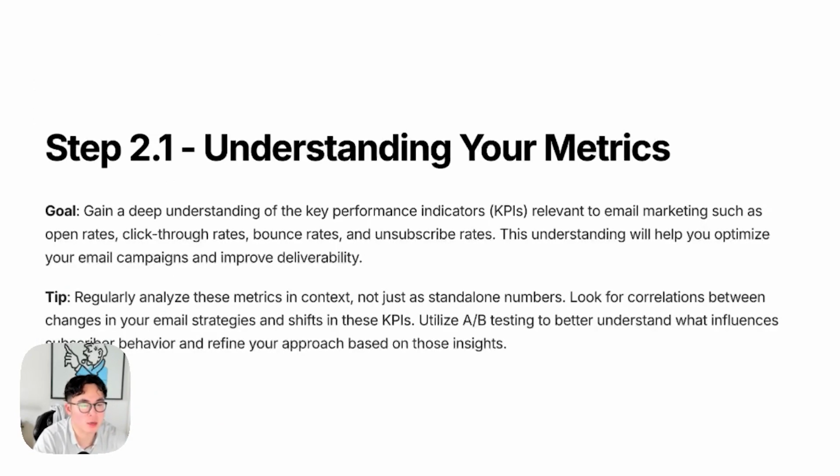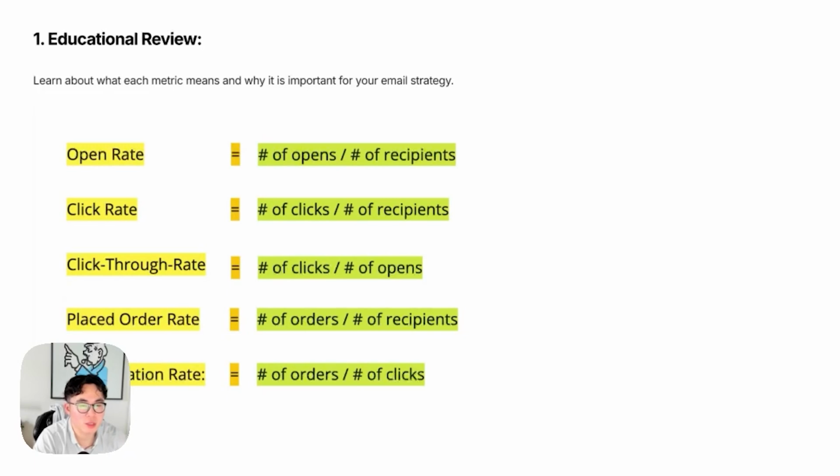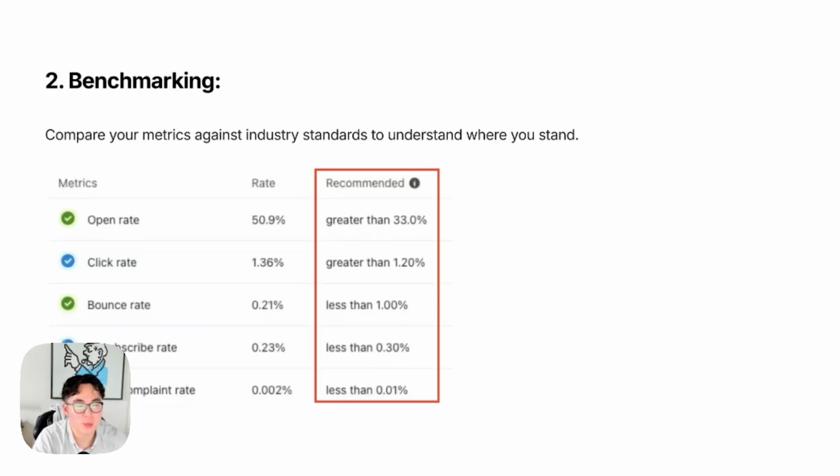So gain a deep understanding of the key performance indicators relevant to email marketing, such as open rates, click-through rates, bounce rates, and subscribe rates. So here's just a quick education review. What does open rate mean? What does click-through rate mean? Click rate, place order rate, conversion rate. And then you can also benchmark against your industry standards to understand where you currently stand.